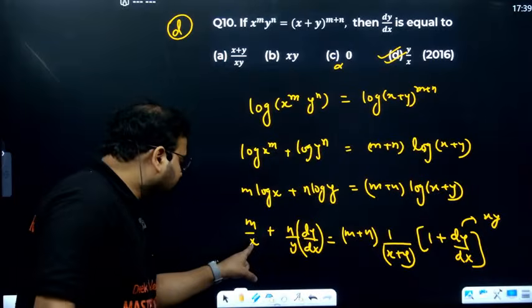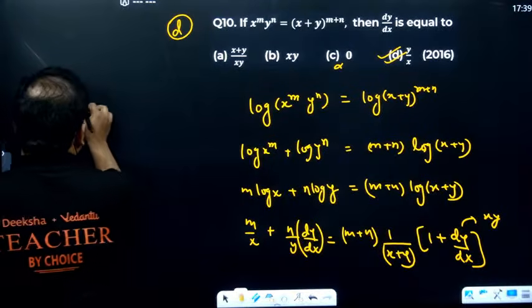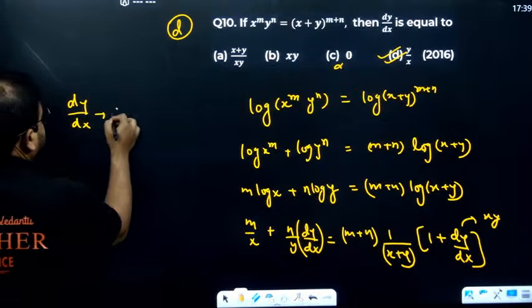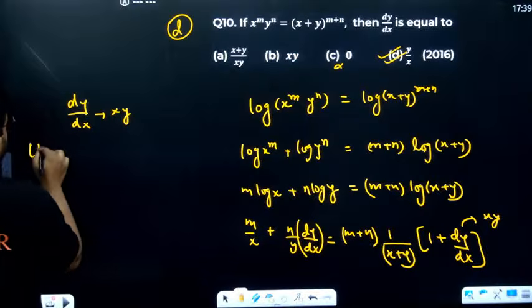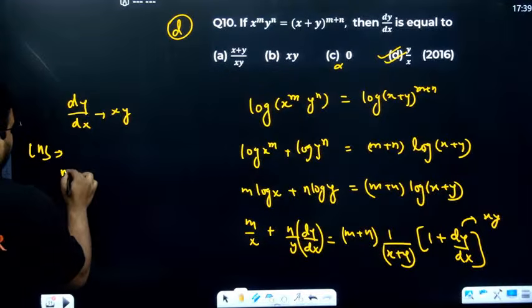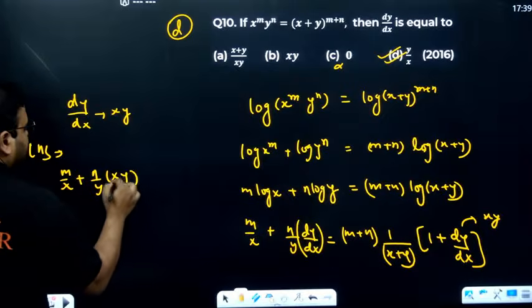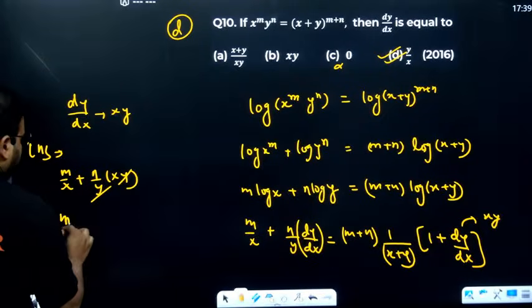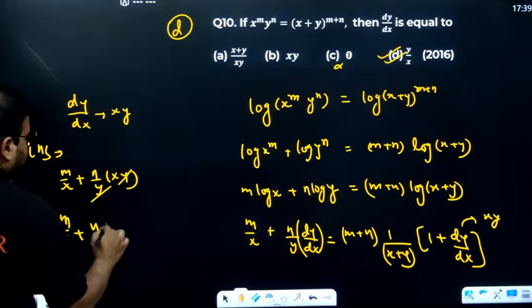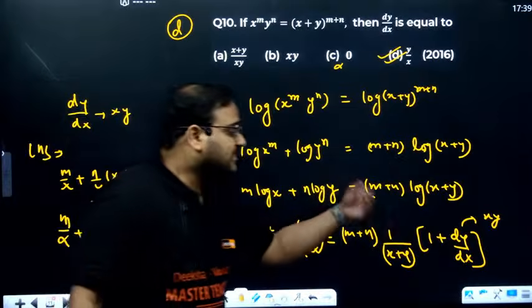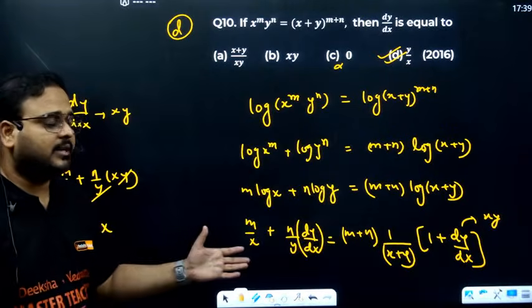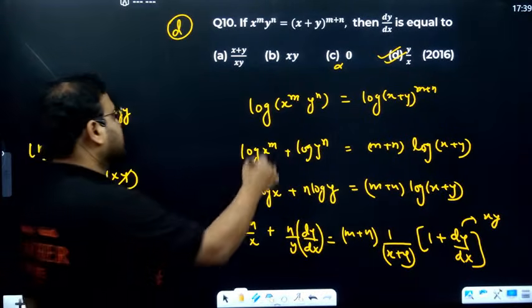Here I am getting m by x. If I put beta dy by dx as xy, what is my LHS? Think. You'll have m by x plus n by y times xy. So y cancels, and you have m by x plus nx. But the RHS is very different. We can't do anything; again, not equal. So xy is also gone.